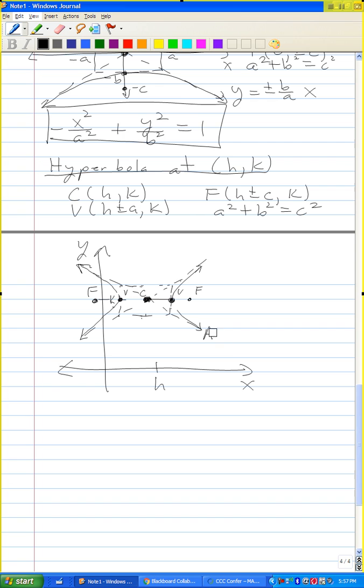Oh, and the equations of your asymptotes are y minus k equals plus or minus b over a times x minus h. And those are the equations for your asymptotes.